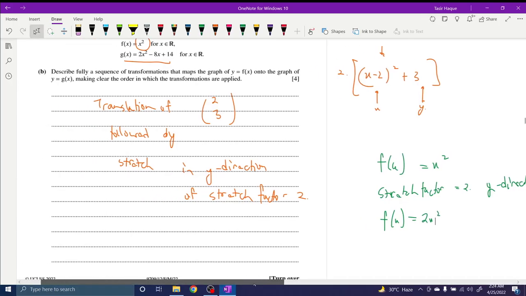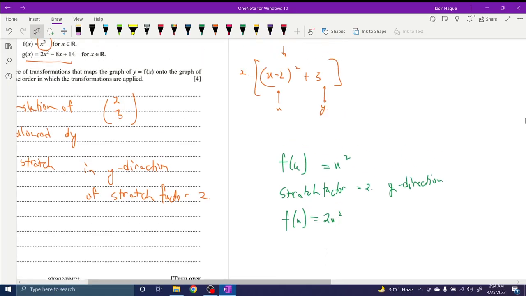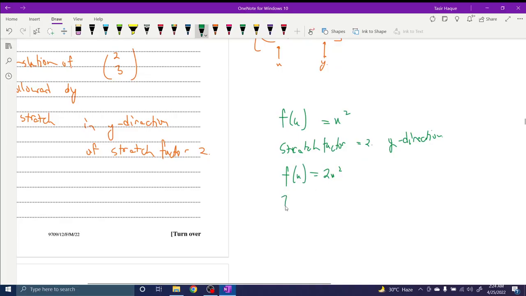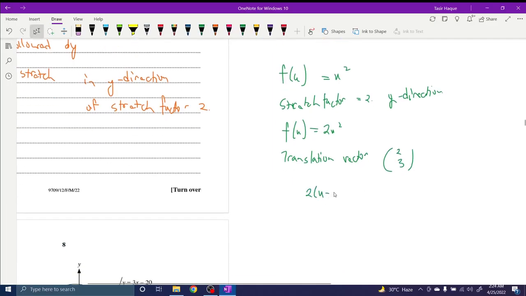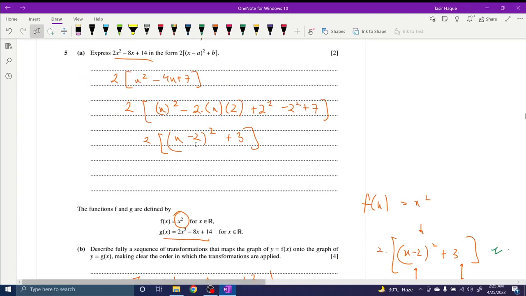Now, here's the thing. If you want this same thing, if you want this whole thing, the translation vector needs to be different. Why? See this, if you apply a translation vector of 2, 3, this is what's going to happen: 2x minus 2 whole square, plus 3. Now hear me out. This isn't the same as the one we had on top.